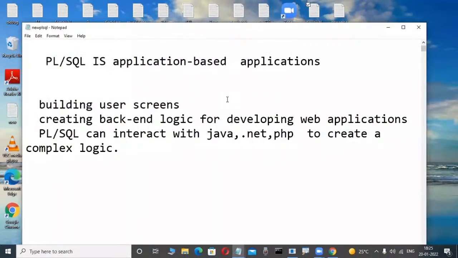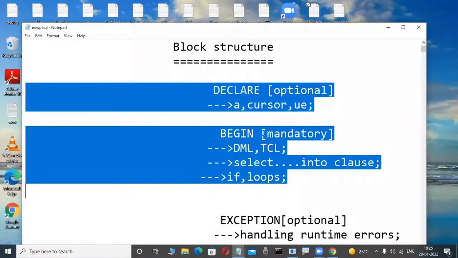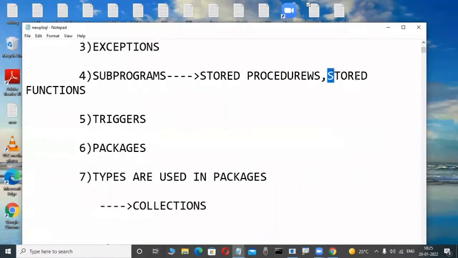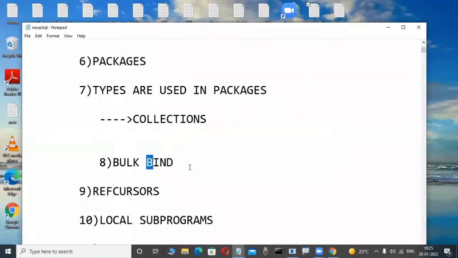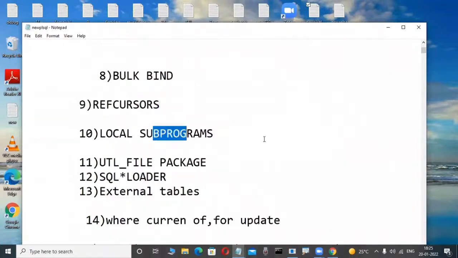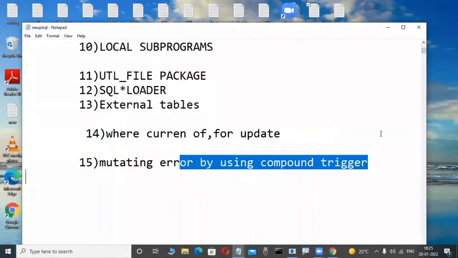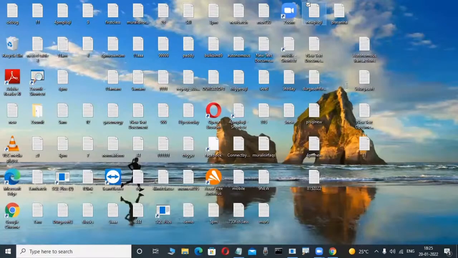PLSQL means you are writing this type of little bit of coding. In PLSQL there are cursors, exceptions, stored procedures, stored functions, triggers, packages, types, collections, bulk bind, ref cursors, local subprograms, UTL file packages, SQL loader, external tables, so many things like this. So much syllabus is there.